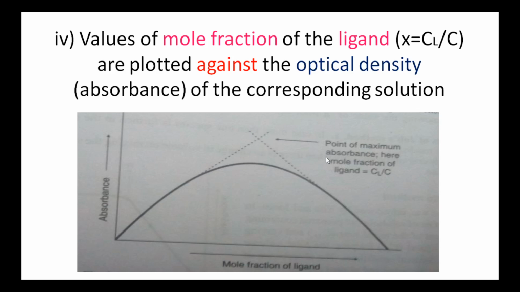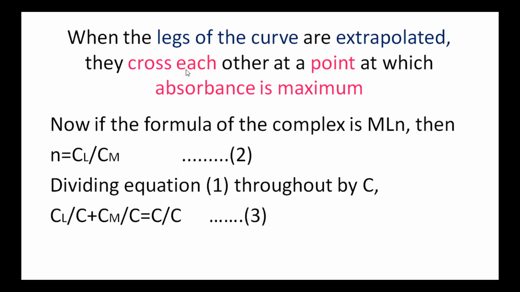At the point of maximum absorbance, the mole fraction of the ligand X is equal to Cl by C, which is obtained from the graph. When the legs of the curve are extrapolated, they cross each other at a point at which absorption is maximum. That is obtained from the graph, which is represented by X is equal to Cl by C.